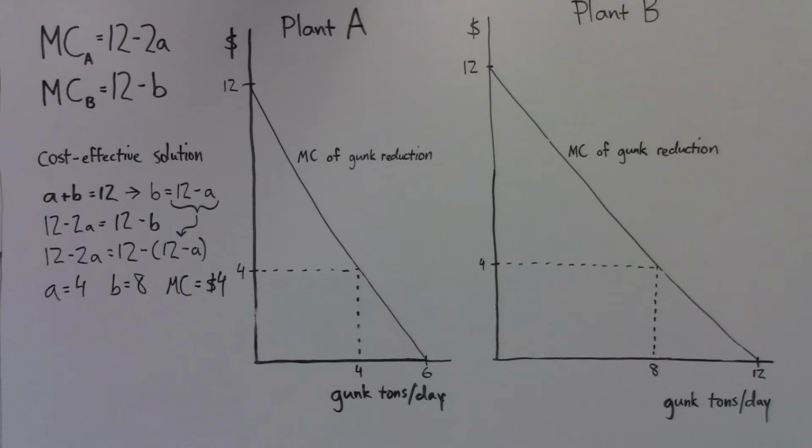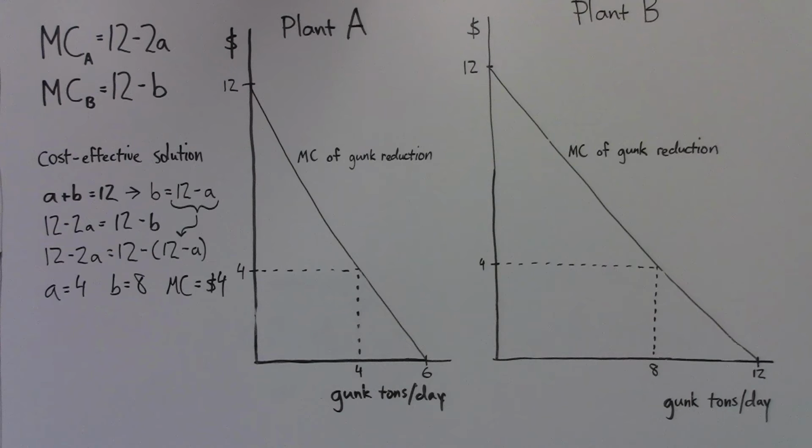An alternative to imposing a tax would be requiring plants to obtain tradable permits for each ton of gunk they emit. This type of incentive-based regulation lets the government decide exactly how much gunk will be emitted, and it allows firms to determine the cheapest way to reduce pollution.